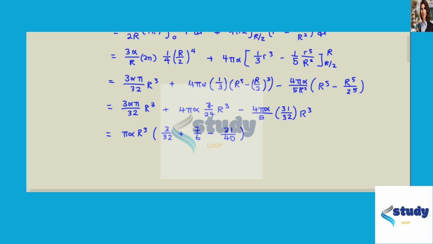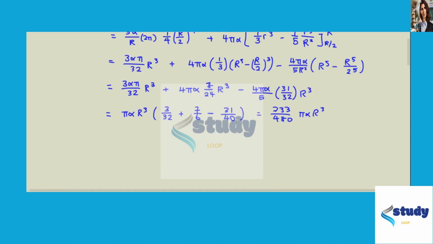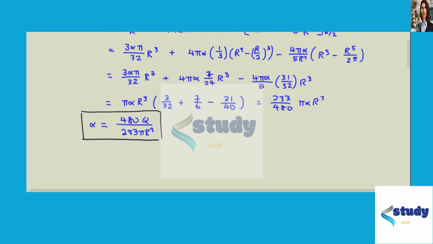If you do this, then you get 233 divided by 480 pi alpha R cubed. So alpha is equal to 480 Q divided by 233 pi R cubed. This will be the answer for part A.